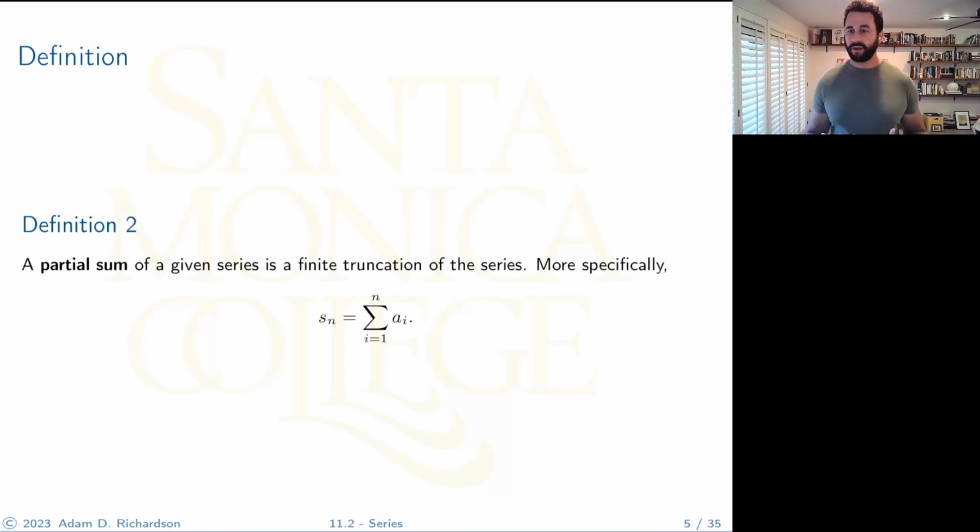So after that, we can talk about a partial sum. A partial sum of a series is a finite truncation of the series. So basically, if you've got an infinite series that was going to infinity, I equals 1 to infinity of a sub i, and you decide to chop that series off at some point so that you're not adding up infinitely many, we call that a partial sum. And we denote it like so.